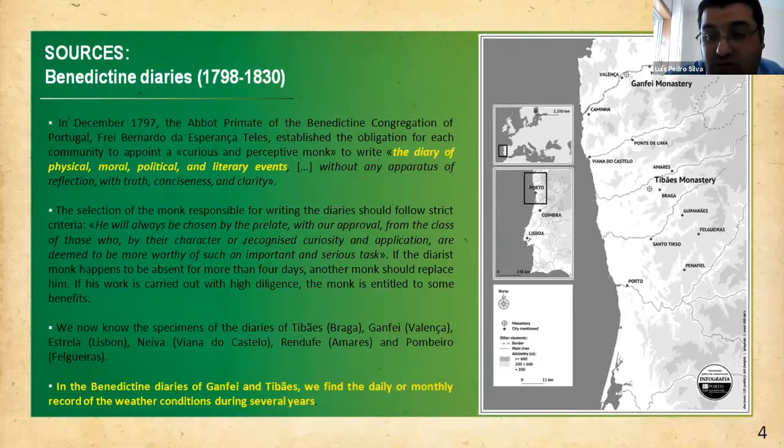In the first two cases, Ganfei and Tibães, we find daily, monthly weather records for several years. In the remaining diaries, the content is mainly about the Napoleonic Wars, especially the Peninsular War. For this reason, in this study, we will focus our analysis on the Ganfei and Tibães diaries, both produced in the northwest of Portugal.